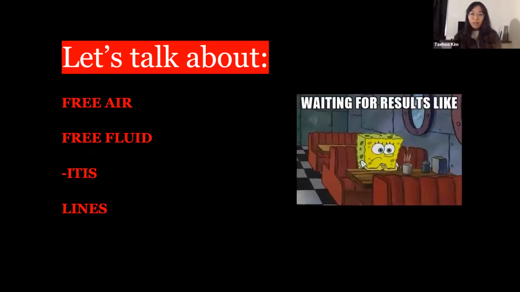So I divided the section into 4. Mainly what can kill the patient: free air, free fluid, all the itis, meaning inflammatory changes like pancreatitis and cholecystitis, which I'll talk about briefly. And then in the end, I'll talk about the lines, NG tube and Foley catheter. So instead of waiting for results like SpongeBob here, you can jump into CT scans right away and check for these findings.